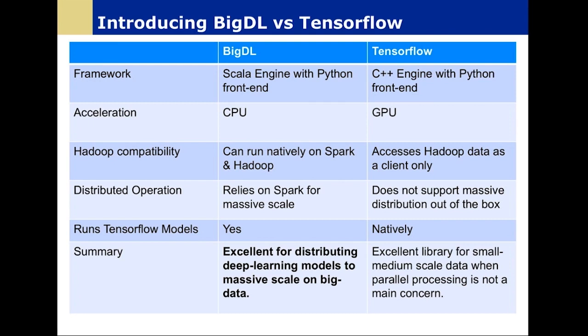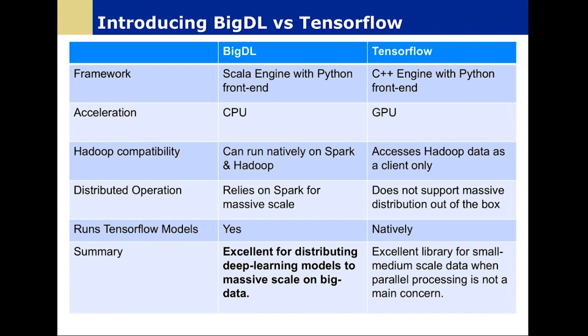Now, comparing BigDL to other deep learning frameworks like TensorFlow, Theano, Caffe, and others, BigDL gives us a Scala engine with a Python front end. Now TensorFlow gives us a C++ engine with a Python front end. Acceleration with BigDL is primarily CPU based, which fits in well with our native Hadoop and Spark clusters. TensorFlow relies on GPU processing for maximum performance. BigDL runs natively on Spark and Hadoop, whereas most other frameworks do not run natively.